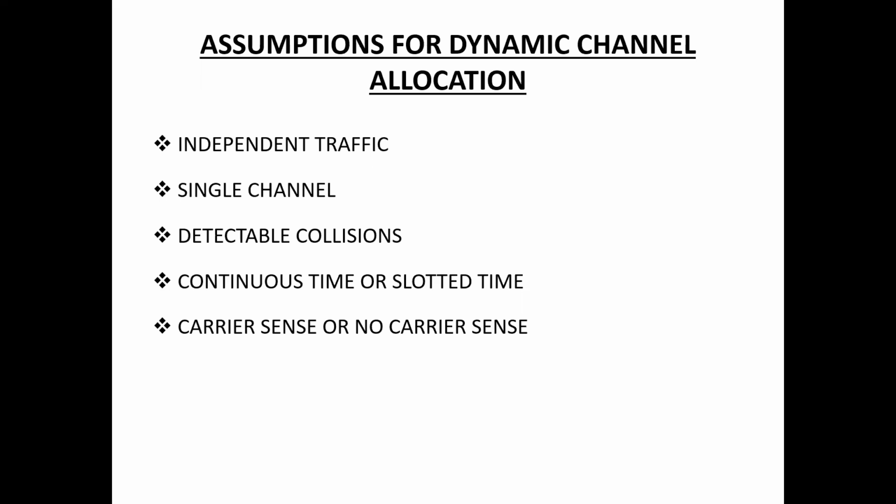Next, second assumption, single channel. Here the algorithms assume that all contending stations request transmission via a single channel. Next, third one, detectable collisions. If two frames from different stations are simultaneously transmitted, then the resulting signal is distorted and a collision occurs. If a collision occurs, all stations should be able to detect it. The frames lost due to collisions are retransmitted.